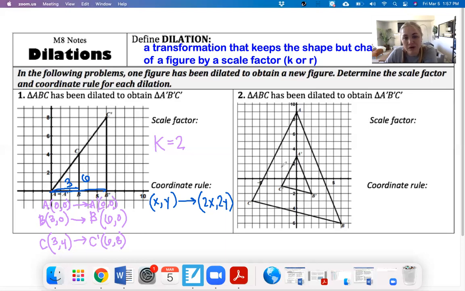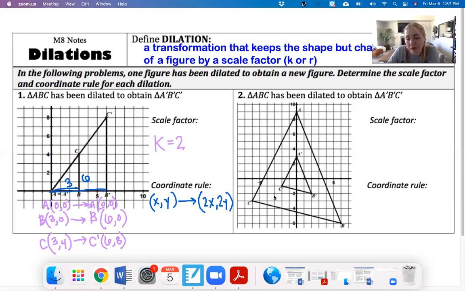Now, that's not going to work on problem number 2, because as you can notice on problem number 2, none of these are simple ones where I can just count how long AB is or BC or CA, because they're slanted. So we are going to look at some ordered pairs.